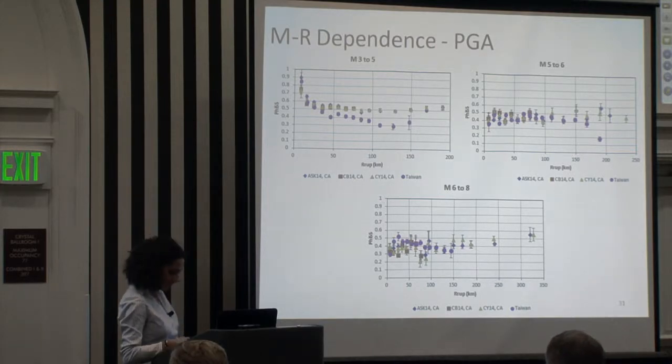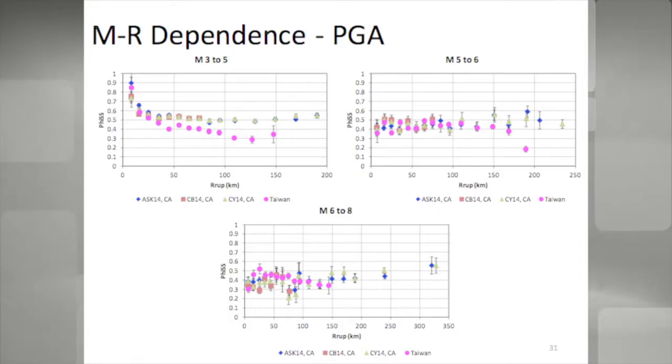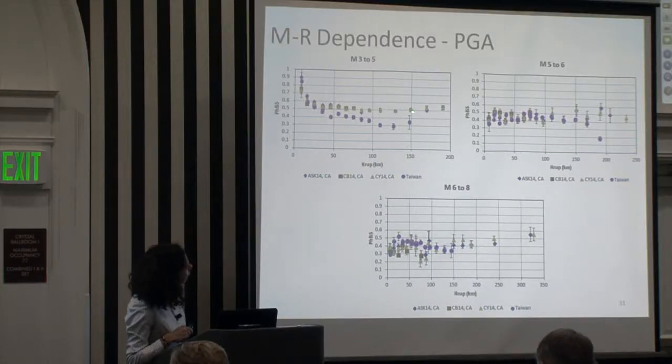Magnitude distance dependence, this is interesting here. You see magnitude 3 to 5, 5 to 6, 6 to 8 at PGA. And see here, all the NGA-West2 models have the same VSS and the same trend. Basically high VSS for small magnitude, short period. The Taiwan, the Lin et al. data shows also the same trend. However, the VSS starts dropping lower compared to the California data at larger distances.